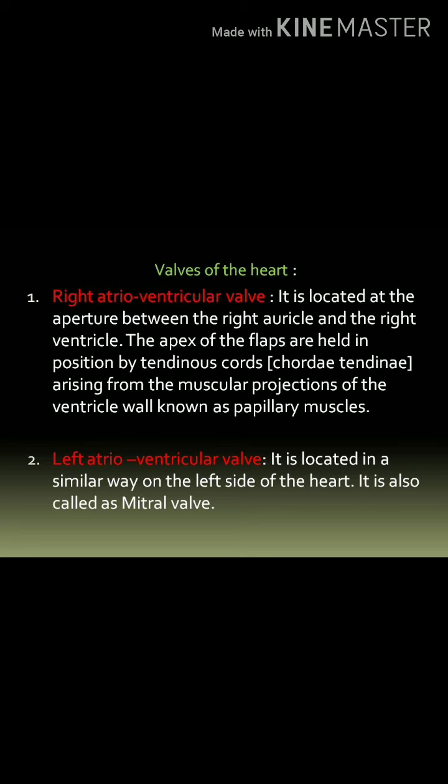When the blood flows from the right auricle to the right ventricle, then this valve will close, because this valve avoids the backflow of blood from the right ventricle to the right auricle. So when the blood enters from the auricle to the right ventricle, this valve will close to avoid the backflow of blood from the right ventricle to the right auricle.